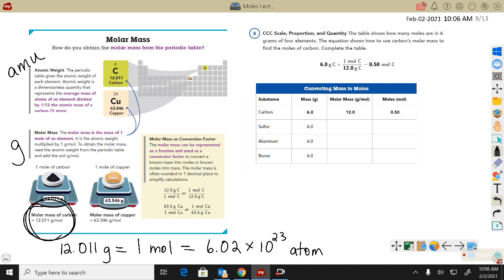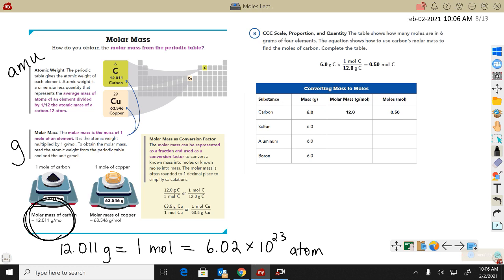Oh, okay. Now that makes a little more sense, huh? It's okay to say that carbon weighs 12.011 grams, but we call it the molar mass. It's not the mass of one atom. It's the mass of a lot of atoms: 6.02 times 10 to the 23rd atoms.